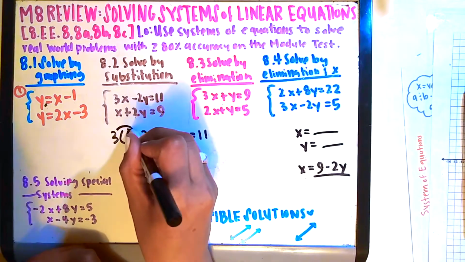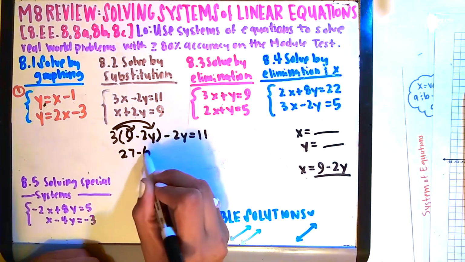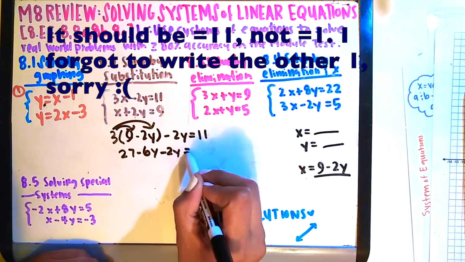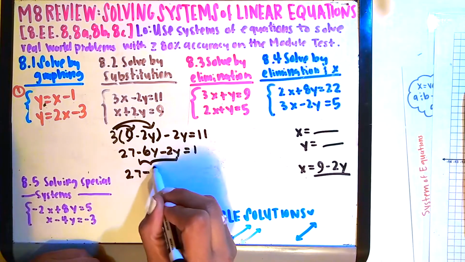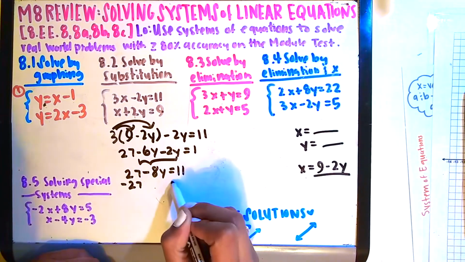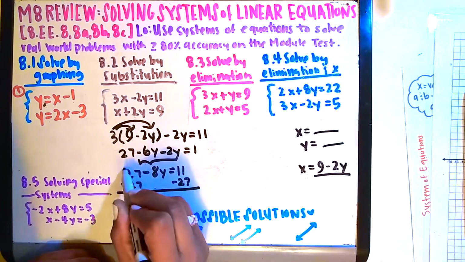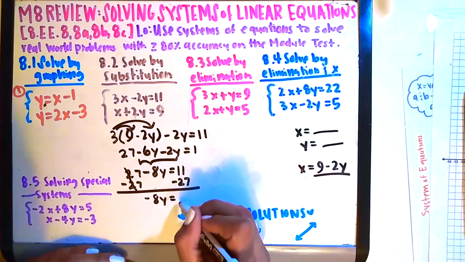Now I have to distribute my 3 on both of them. So that's 27 minus 6y minus 2y equals 11. I'm going to combine like terms, which is this right here. So I have 27 minus 8y equals 11. Move my 27 to the other side of the equation, so that will be my subtracting. So I end up with negative 8y equals negative 16.